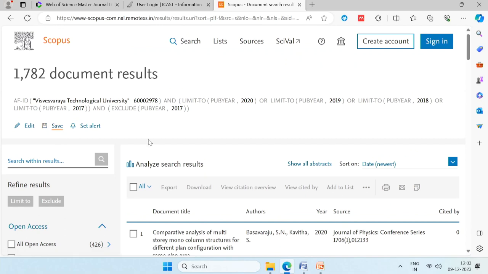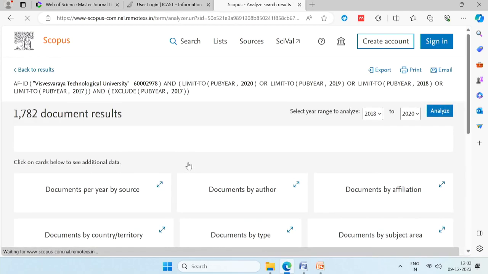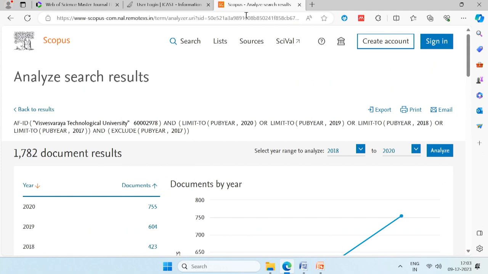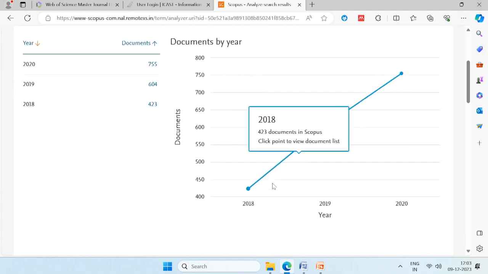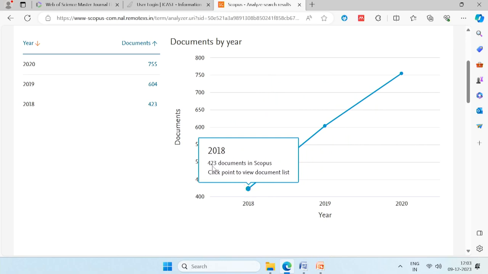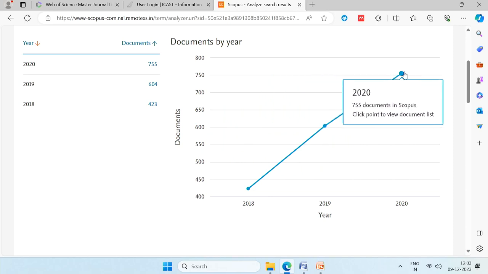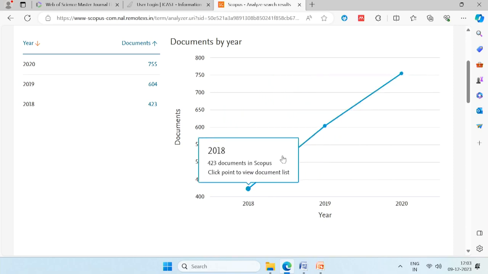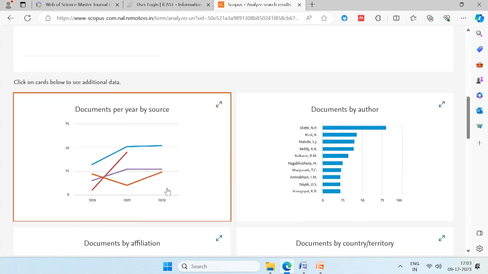It will come below. Now what I will do is select all and analyze results. So this is the citation profile of VTU for three years. This is the growth of articles. In 2018 there were 423 articles by VTU only. In 2019 it became 604. In 2020, 755. So there is consistent growth in your SCI publications.